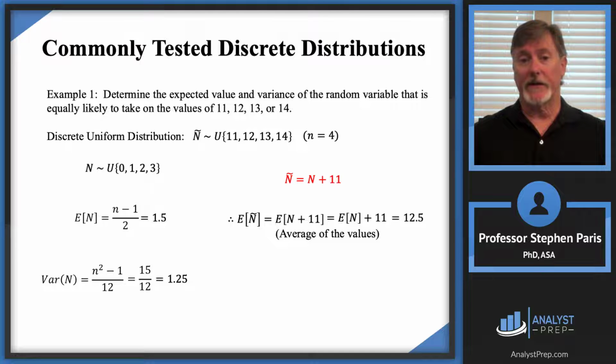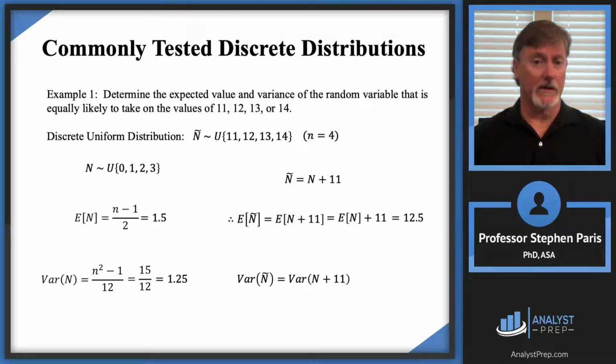Okay, now what about the variance? I'm looking for the variance of cap N tilde, and in red there, I see that cap N tilde is cap N plus 11. So the variance of cap N tilde is the variance of cap N plus 11. But remember with properties of variance that the variance is translation invariant, which means adding that 11 to cap N is not going to affect the variance. So the variance of cap N tilde is the same as the variance of cap N, and it's 1.25. Okay, so those are my answers: 12.5 is the expected value, and 1.25 is the variance.